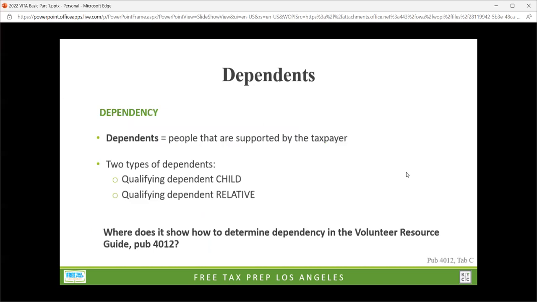Next, dependents. Who are dependents? Dependents are people that are supported by the taxpayers. And we have two types of dependents. We have qualifying dependent child and we have qualifying dependent relative. If you would like to know more about this, you can see it in Publication 4012 on Tab C.